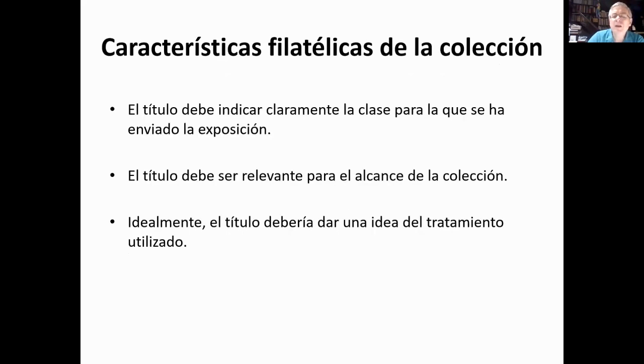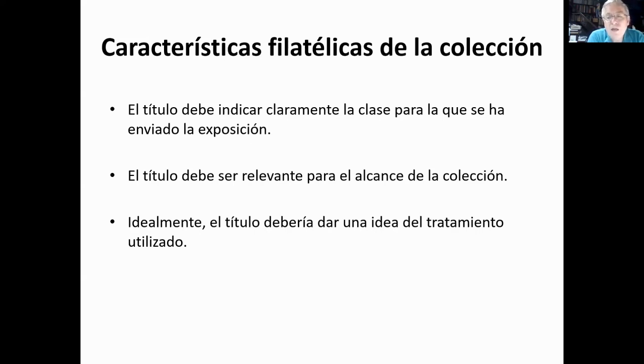Next. Now, the third aspect of the title, which I'd mentioned, were the philatelic characteristics of the exhibit. And there are really three areas that one should consider. First of all, the title should clearly indicate the class for which the exhibit has been submitted. Secondly, the title of the exhibit should be relevant to the scope of the exhibit.